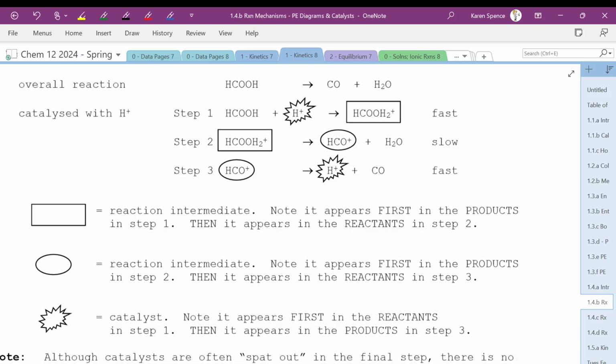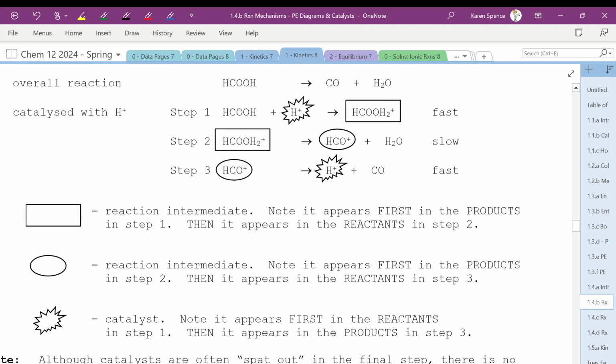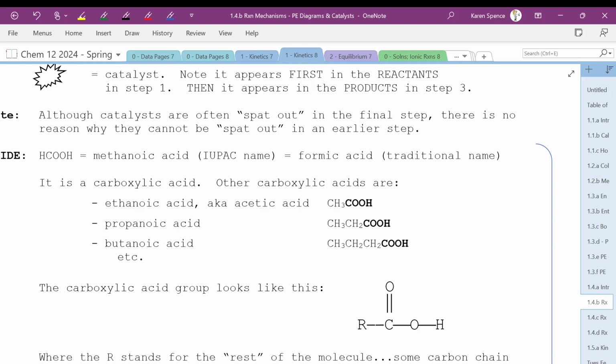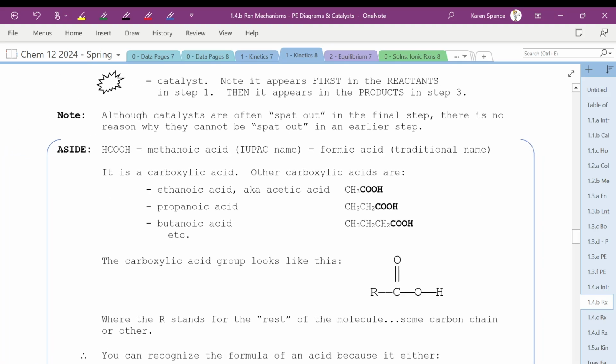Okay, so here's our overall reaction. It's catalyzed with H+. Oh, we've done that already. There's this little aside, and aside means you don't need to know it.